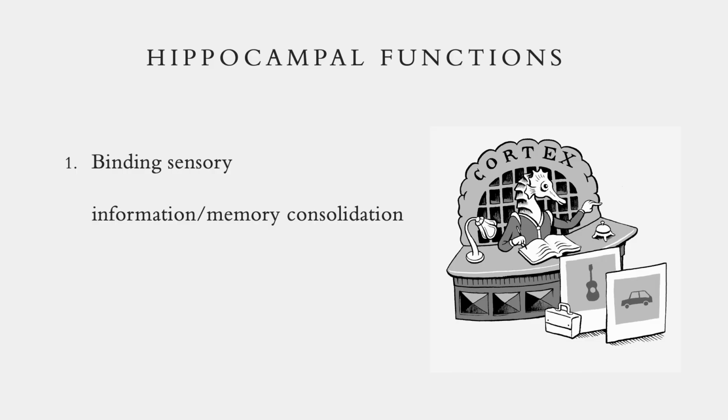There are three key functions to the hippocampus, to put in very simple terms. The first is binding sensory information and consolidating memories. So I love this example here. The hippocampus is essentially taking in information and sending that to the cortex for long-term storage. So it does help with long-term memory storage during consolidation. It also plays a very important role in spatial memory, which we're going to touch on next.